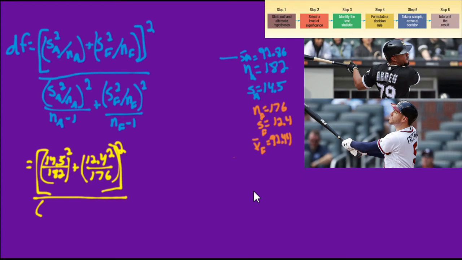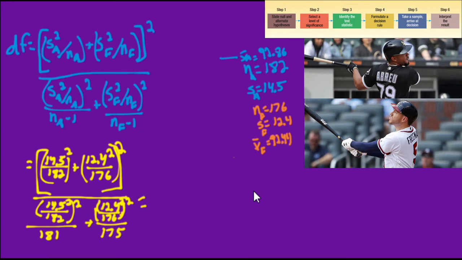And then on the bottom, we have, again, 14.5 squared over 182. We're going to square that individually, divided by what equates to 181. And then 12.4, put a square in there. That's right, 176. We'll square that whole thing and put that over 175.